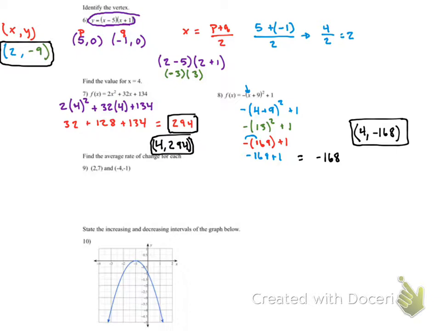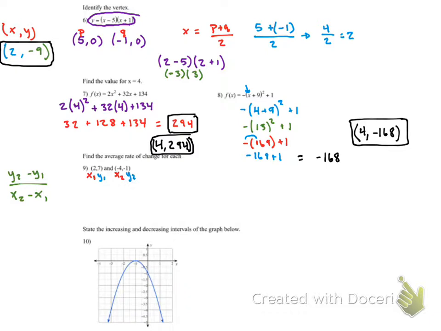All right, number 9, finding the average rate of change. So average rate of change, we need our formula. That's y2 minus y1 divided by x2 minus x1. So let's start labeling these up. So here's my x1, here's x2, y1, y2. So x1, y1, x2, y2, and let's start plugging these numbers in.